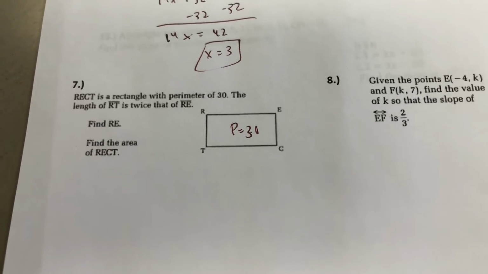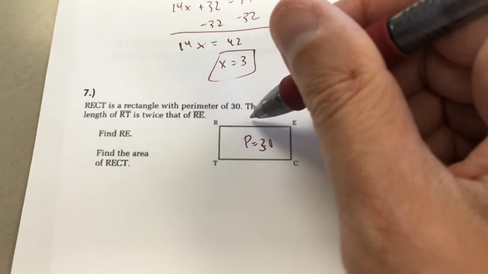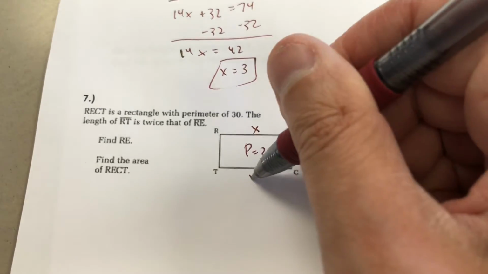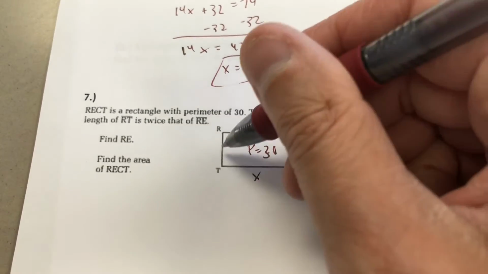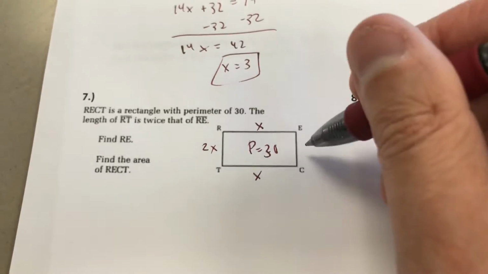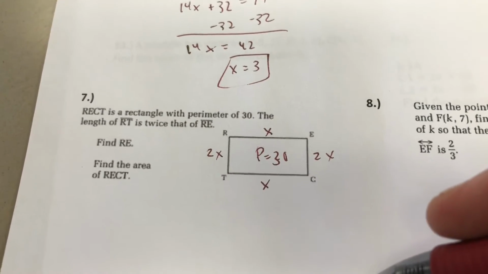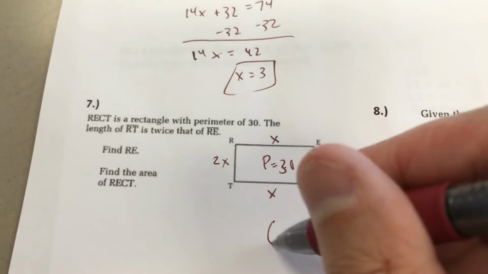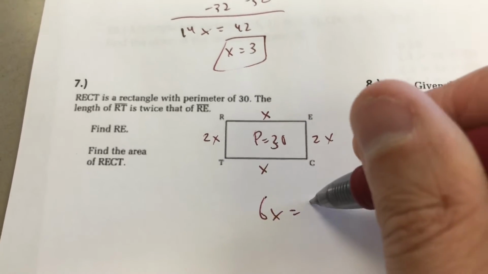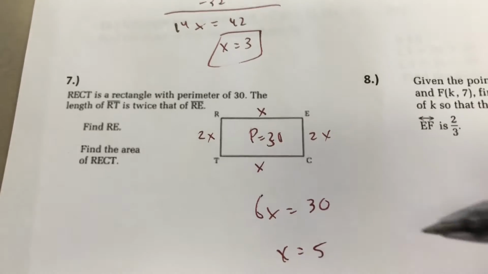Not drawn to scale. Not drawn to scale at all. So that means this length is going to be x, and they're saying the length of RT is twice that length. That would be 2x. If that bothers you, you might want to relabel your picture a little bit. But anyway, notice there we have 6 x's adding up to equal a total perimeter of 30. So x is going to be 5.